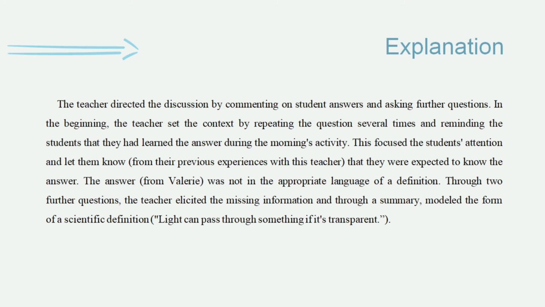Explanation. The teacher directed the discussion by commenting on student answers and asking further questions. In the beginning, the teacher set the context by repeating the question several times and reminding the students that they had learned the answer during the morning's activity. This focused the students' attention and let them know from their previous experiences with this teacher that they were expected to know the answer. The answer from Valerie was not in the appropriate language of a definition. Through a further question, the teacher elicited the missing information and through a summary modeled the form of a scientific definition: light can pass through something if it's transparent.